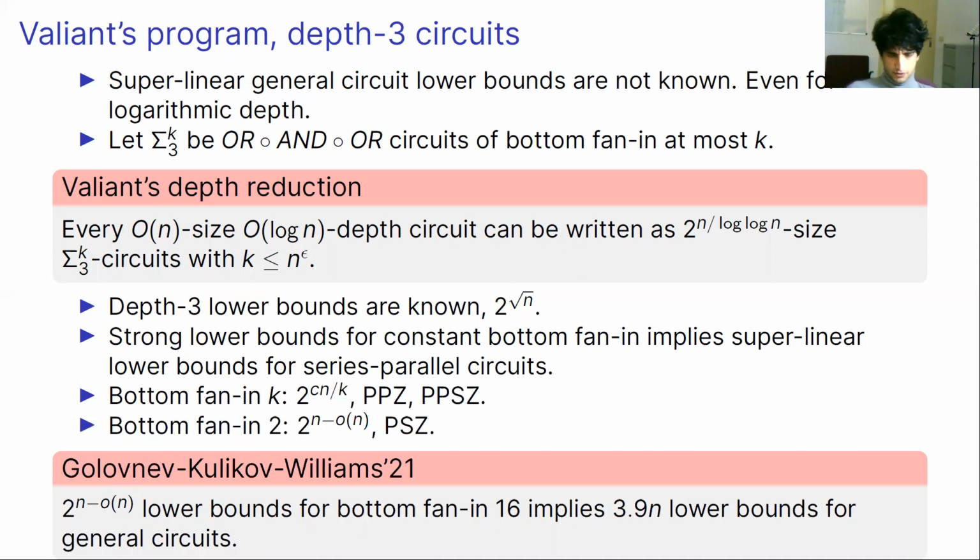So this 16 appears from the proofs, so it's possible that one can prove such a result for smaller bottom fan-in. But what is the message here? The message is that we should try to aim for results of the form of these PPSZ results, but for a fixed constant, trying to prove maximal lower bounds. And this is somehow the motivation. So we were thinking about bottom fan-in 3, and yeah, this is what we were thinking about.